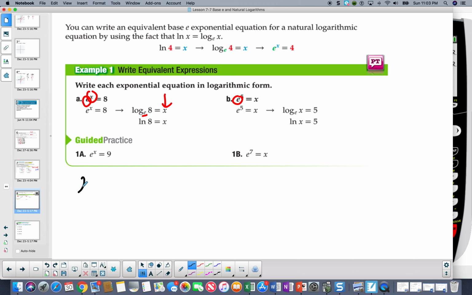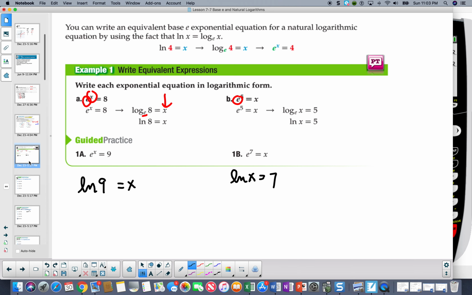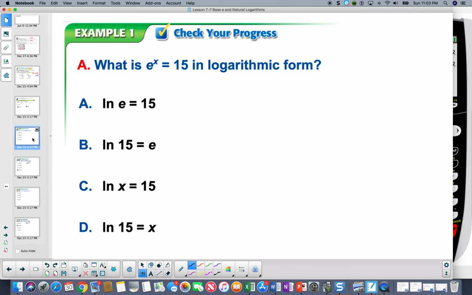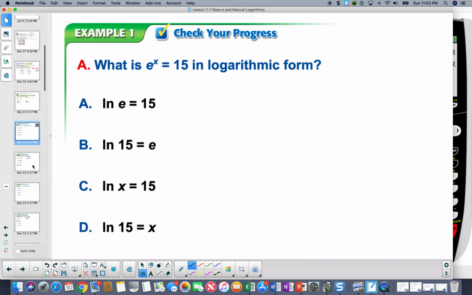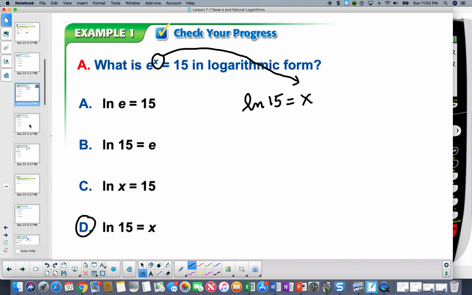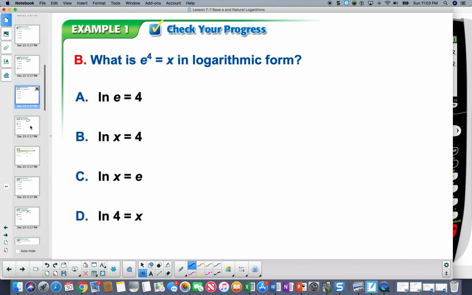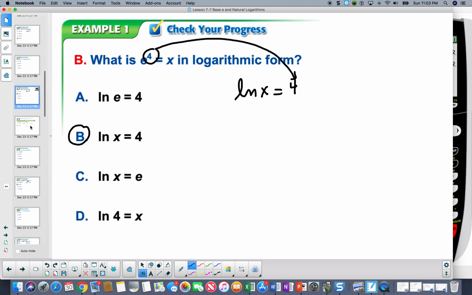We're going to write natural log because that's our base, and our exponent is going to be isolated, and the 9 belongs here. Natural log, and then we're going to write x, and our exponent is isolated. That's what a natural log is, it's an exponent. Okay, pause, and here's the answer.